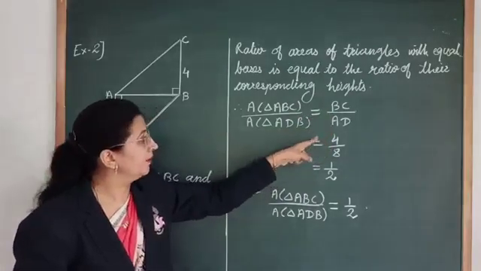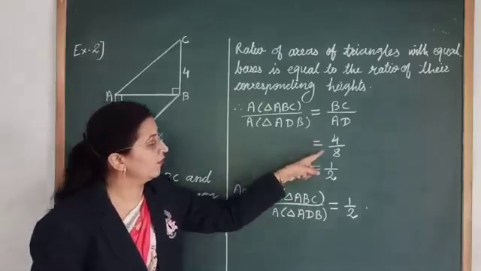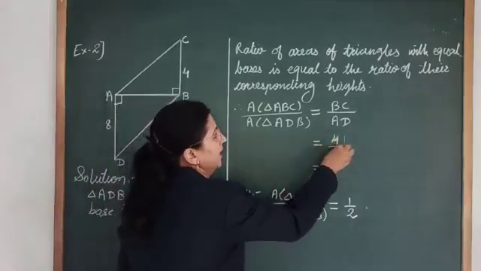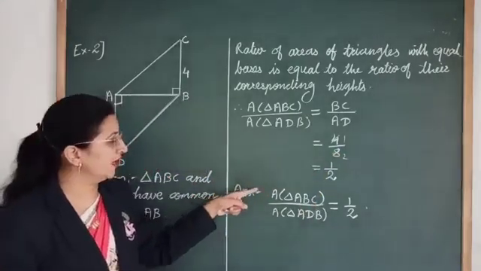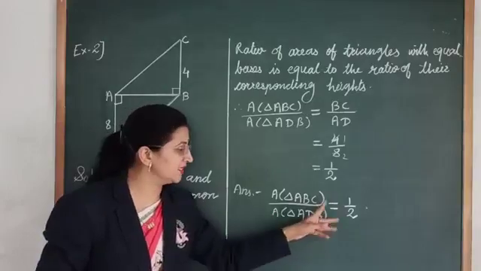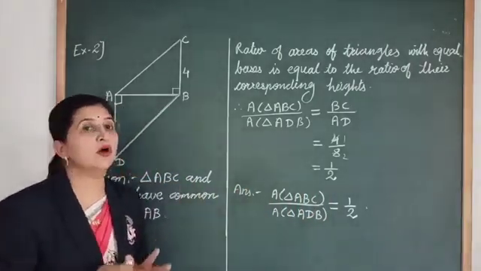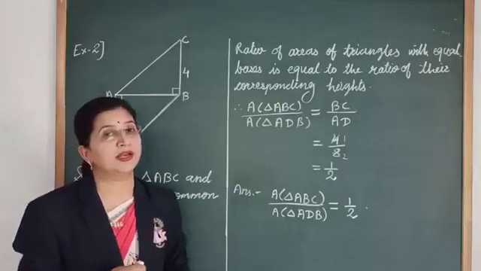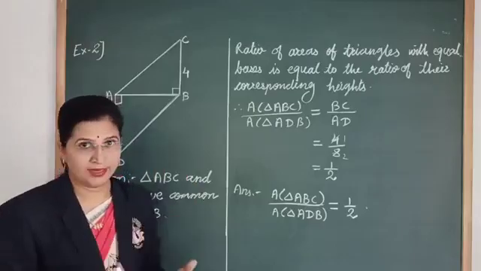Let's put the values. BC is given 4, AD is given 8. Okay. Then 4 ones are 4, 4 twos are 8. So in this way, we got the ratio of area of triangle ABC upon area of triangle ADB is equal to 1 upon 2. Okay. So I hope it's clear to you how to find the ratio of areas of triangles when the triangles have equal base. Okay.